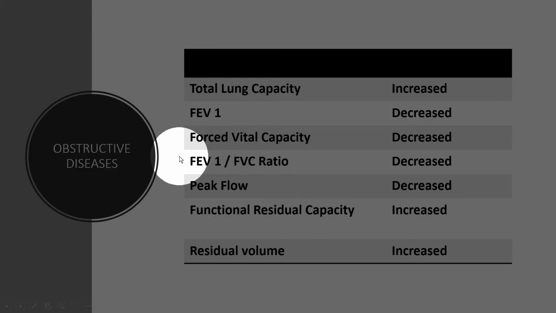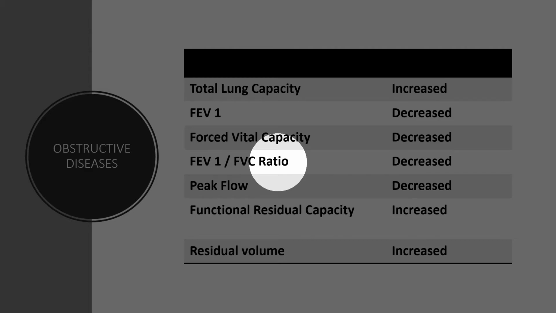This is one of the important slides, which is indicating obstructive disease. In obstructive disease, these values can change. Total lung capacity will be increased in obstructive lung disease. You must be amazed to hear this. FEV1, forced expiratory volume, will be decreased, and then forced vital capacity will be decreased.